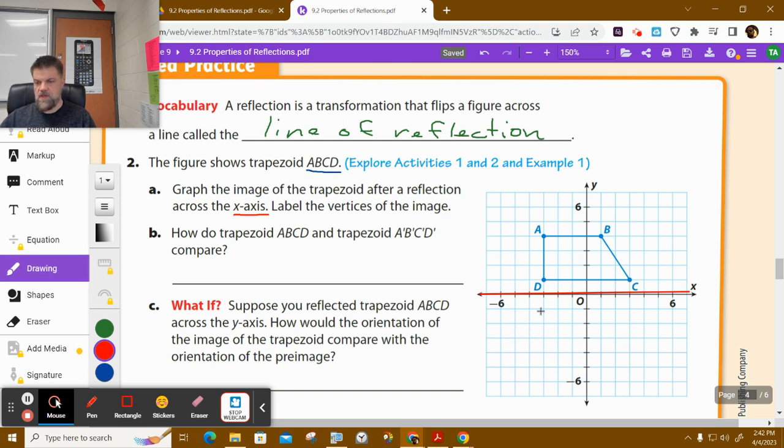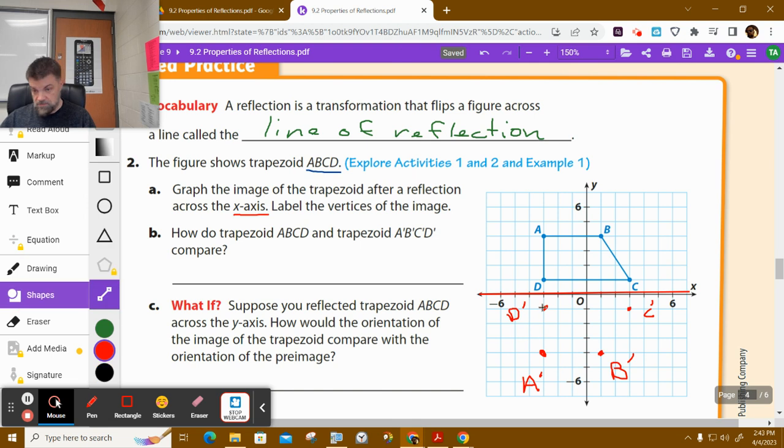So I'm going to go 1 unit here. Guess what? That's D prime. Going to go 1 unit past here. That's C prime. B is 1, 2, 3, 4. So I'm going to go 1, 2, 3, 4. That's B prime. And then A is 1, 2, 3, 4. So I'm going to go 1, 2, 3, 4. And that's A prime. I'm going to connect the dots.